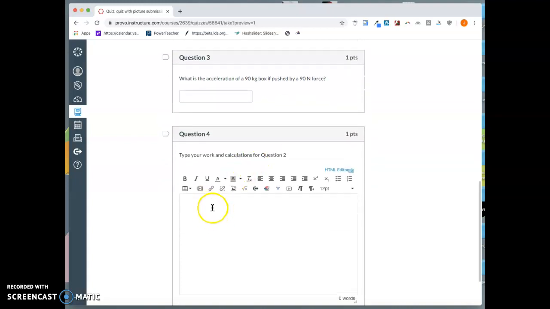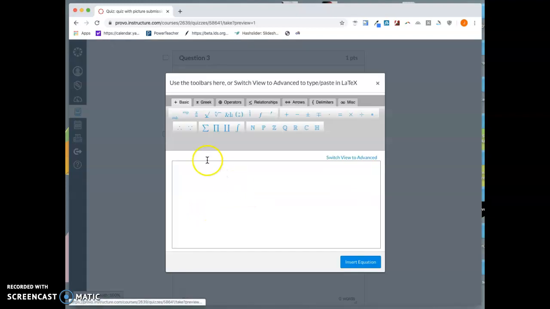Well, let's just do the work right in the box this time. So I'm going to come down here and click in the box and then insert my equation. And I know that my formula is just going to be force equals the mass times the acceleration. But I need to rearrange that for the acceleration. So I'm going to rearrange that. I'm going to show I rearrange that by putting an arrow in.